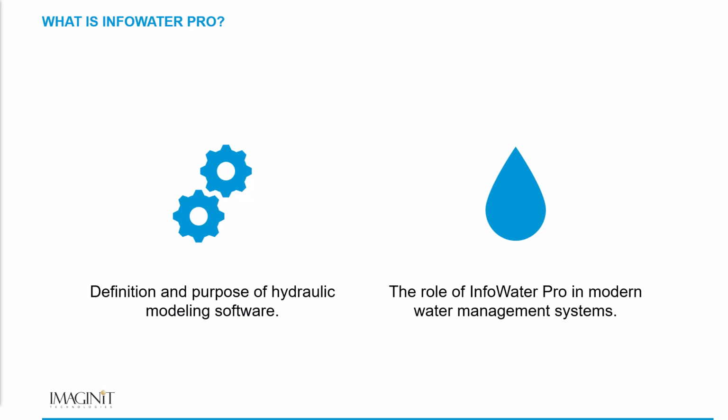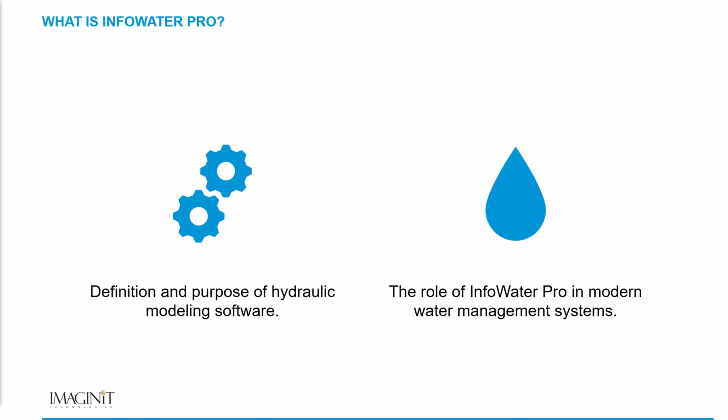At its core, InfoWater Pro enables the simulation of network flows, pressures, and quality conditions with unparalleled precision. This allows for the identification of potential issues before they arise, supports strategic planning, and aids in the effective management of resources. The software's robust modeling capabilities also play a crucial role in emergency preparedness, allowing for the simulation of various scenarios to ensure resilience and rapid response.